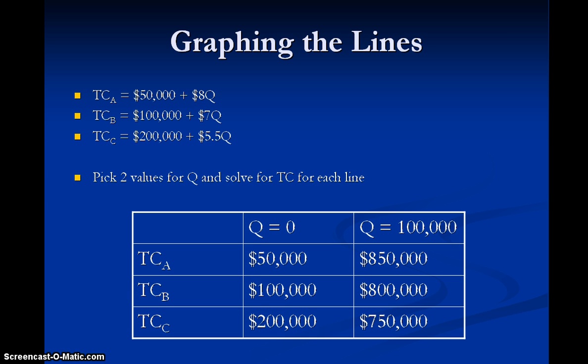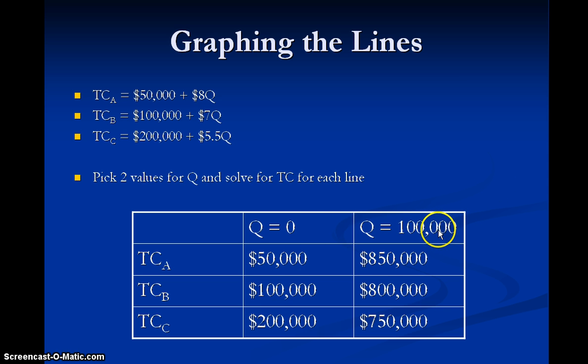So I've just chosen two quantities. The first one, Q equals 0, which is generally the easiest one to do. So for the total cost of A, where Q is 0, I'll put 0 into this Q up here, and it will be 50,000 plus 8 times 0, which is 50,000, and that's represented here. So the total cost for C, I'll put 0 in for Q on this bottom equation, and it will be 200,000 plus 5.5 times 0, and our total cost will be 200,000.